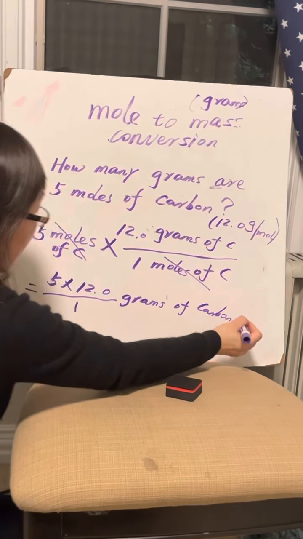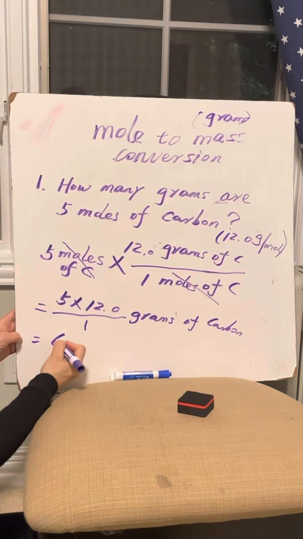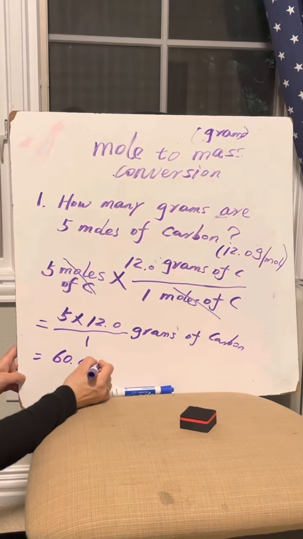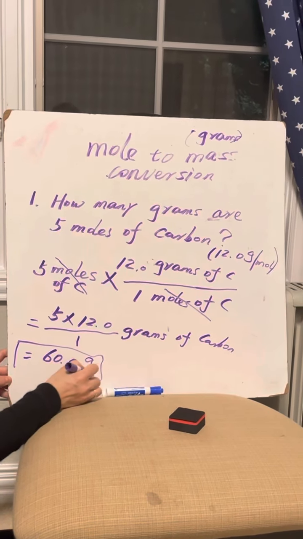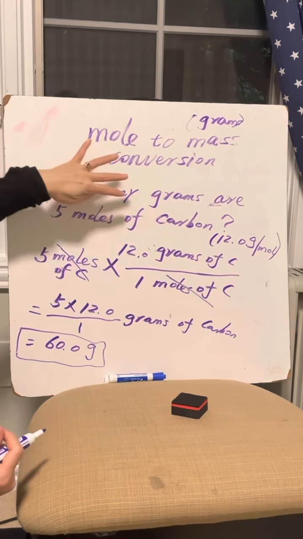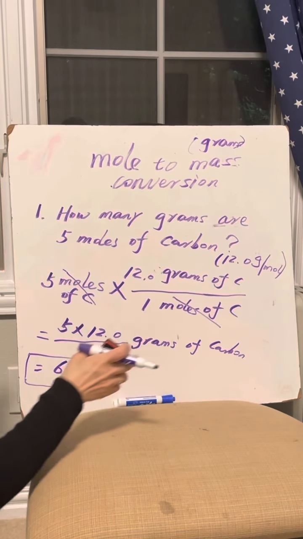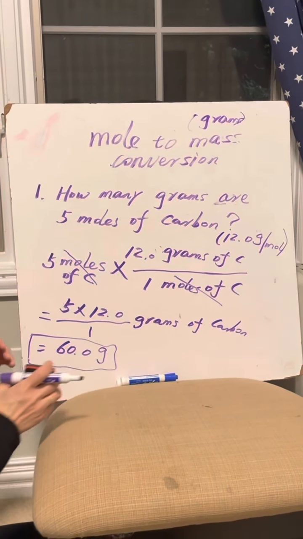grams. Okay, so that gives you a number, 5 times 12, that's 60. Keep the 0.0, please, because we want to be very accurate. You can use a G to represent grams. That's your answer. This is how you're going to convert moles to grams. Okay, sorry, I'm making the video. You may write down the detail in your notebook by pausing the video.